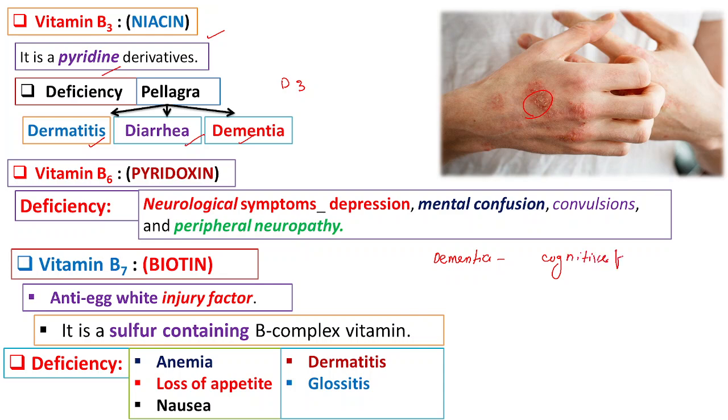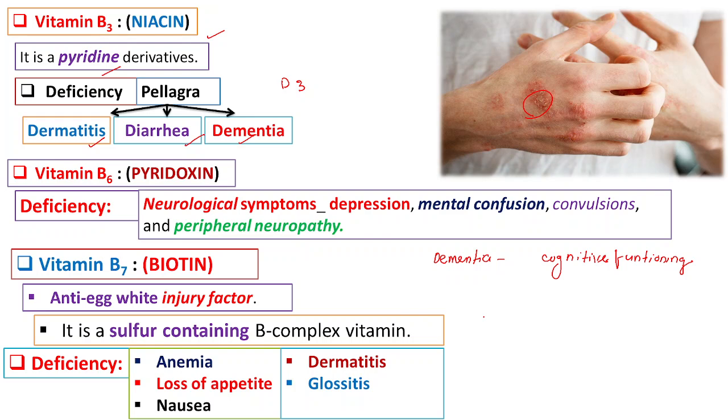Cognitive functioning. What does cognitive functioning mean? Such as our thinking, remembering, and reasoning power. This is the ability which we perform every day. It will affect, means it will hamper, the day to day life thoughts of a human.